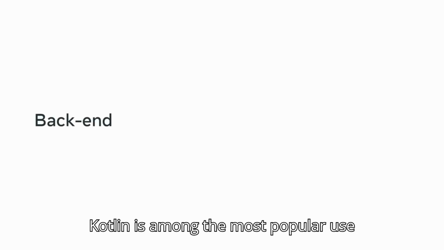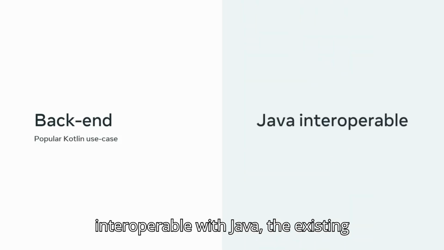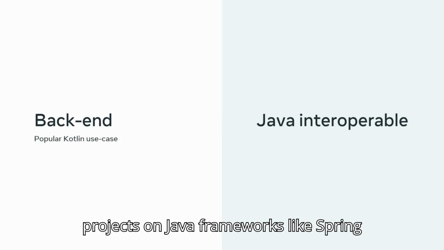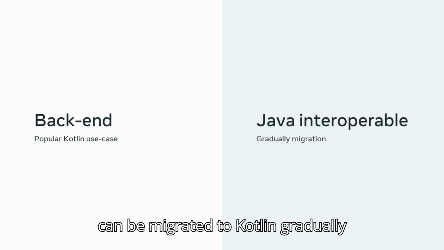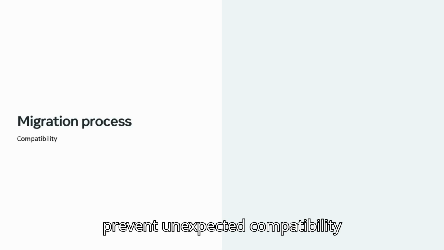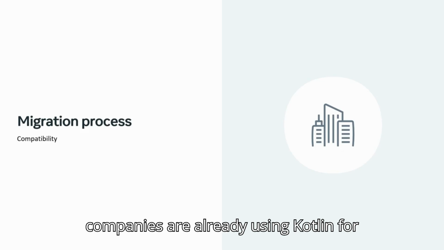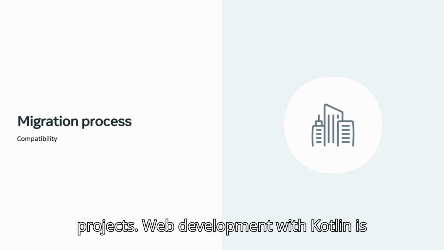Back-end development with Kotlin is among the most popular use cases of Kotlin. As the language is interoperable with Java, the existing projects on Java frameworks like Spring can be migrated to Kotlin gradually without a complete rewrite of the whole codebase. This makes the migration process less stressful and helps to prevent unexpected compatibility problems. In fact, many top-tier IT companies are already using Kotlin for back-end development for some of their projects.